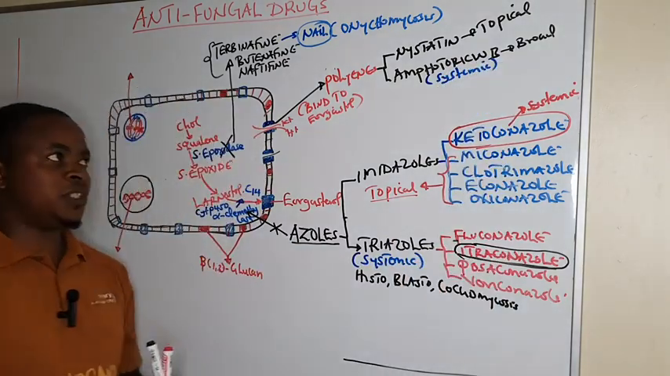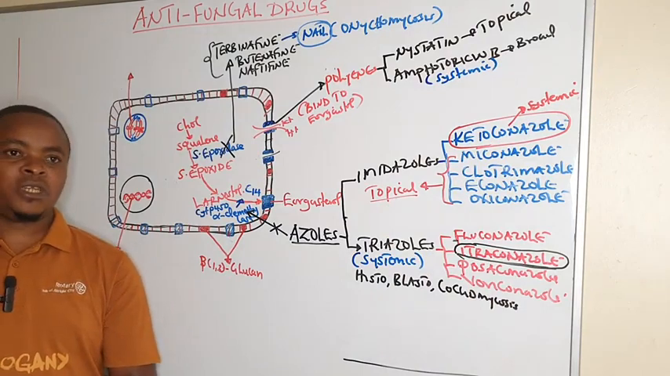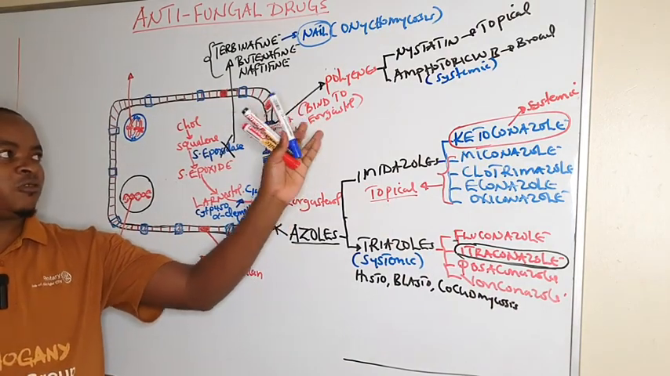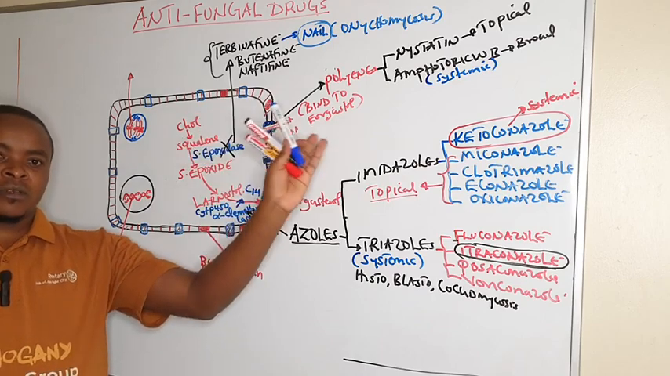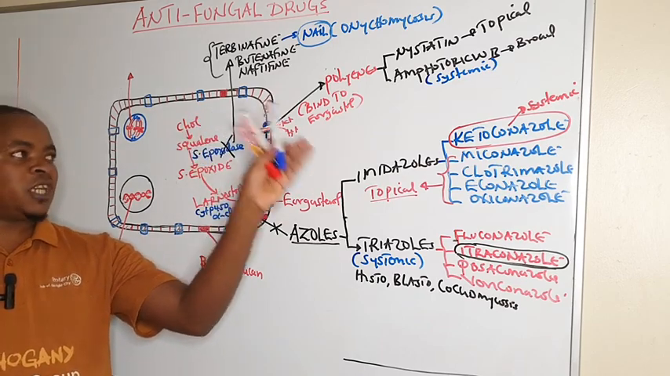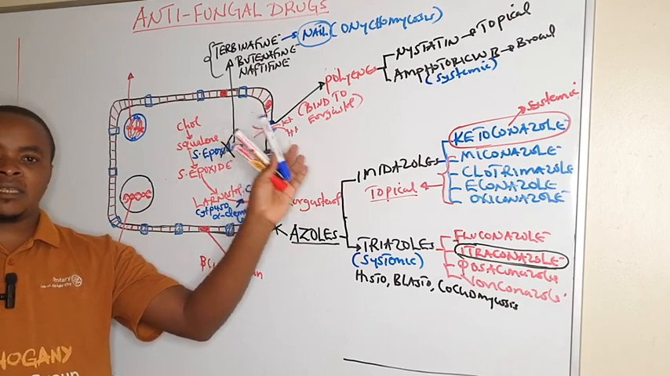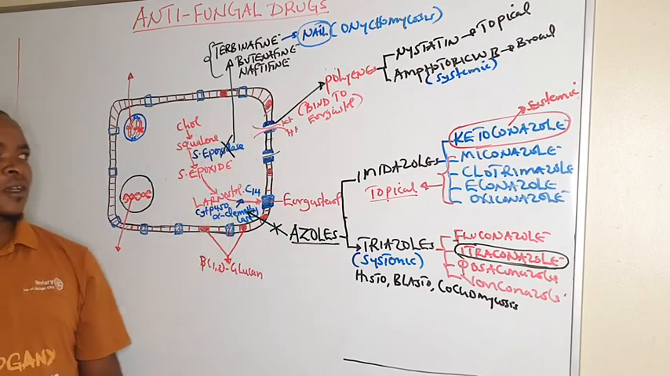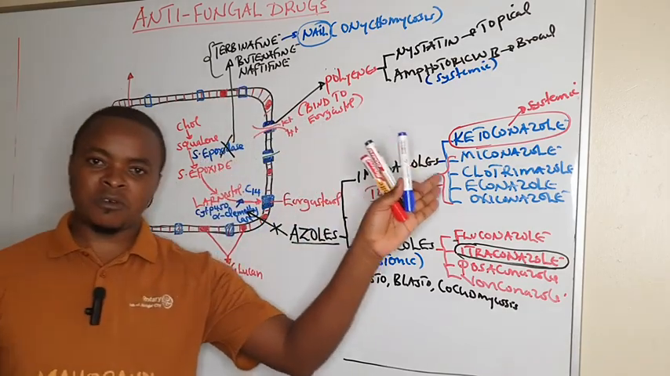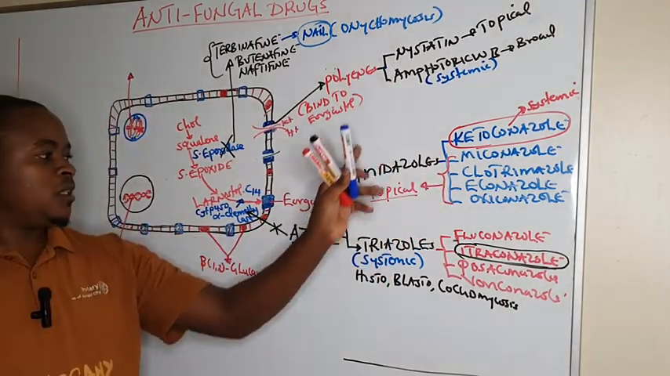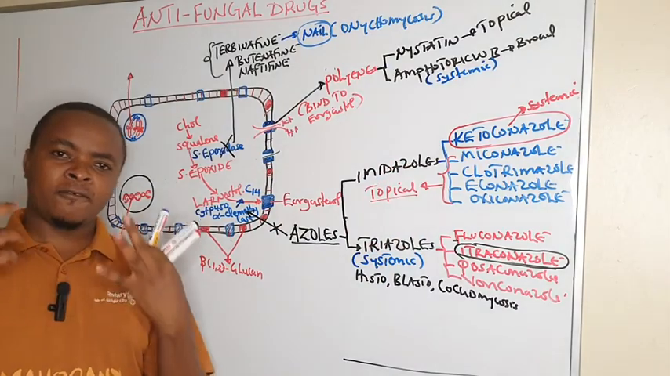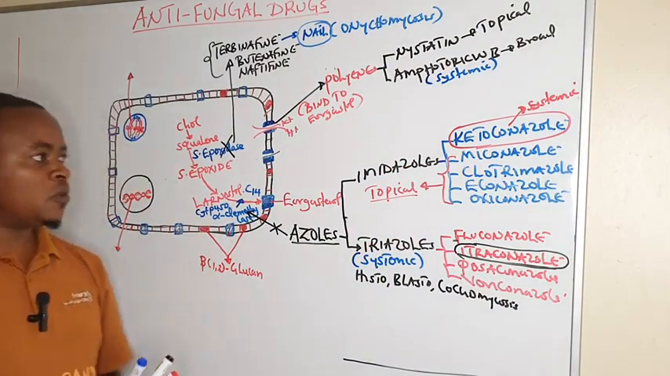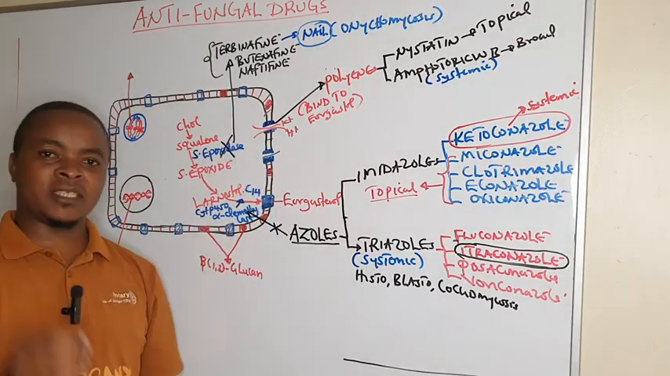And that is amphotericin B, which binds to ergosterol, leading to formation of pores in the cell wall, leading to leakage of intracellular content, hence leading to fungal cell death, meaning it is also fungicidal. So all the antifungals which target the cell wall causing pores are fungicidal.